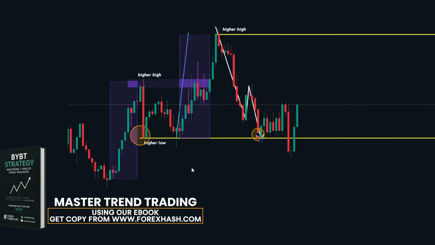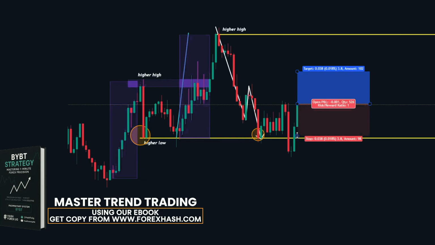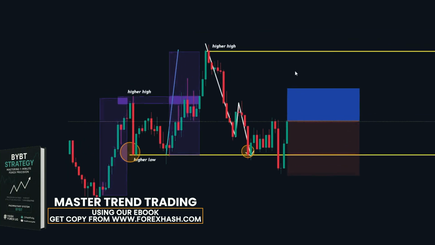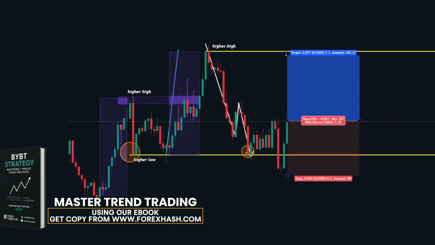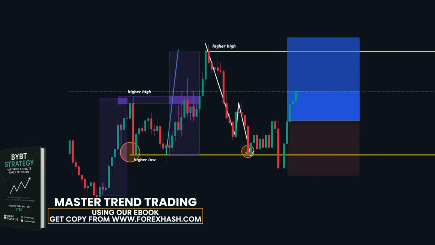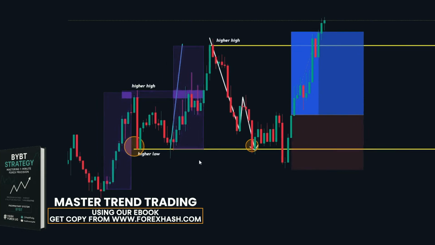Okay, so I think here I'm right to take a buy. I'm going to be taking a buy, and my stop loss is below this zone here. Take profit will be on the previous high. So as simple as that, we have traded in line with a dominant market move.